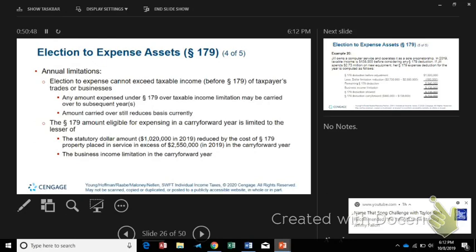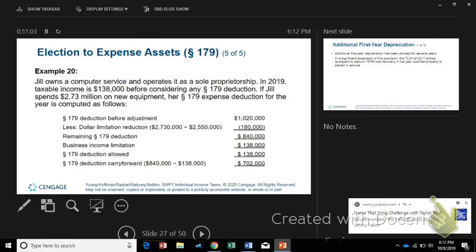And then any section 179 expensing and any carryover is limited to the lesser of either the $1,020,000 or the $2.55 million. So you can't carry over more than what is allowed. So let's look at an example. Jill owns a computer service store that she operates as a sole proprietorship, and her taxable income is $138,000.